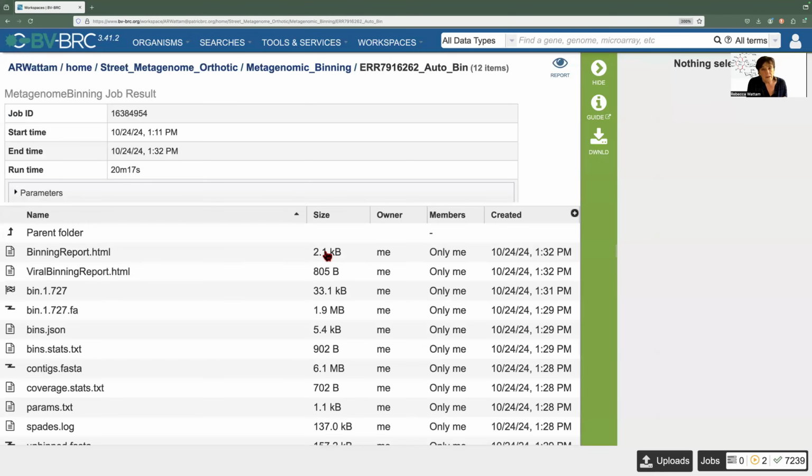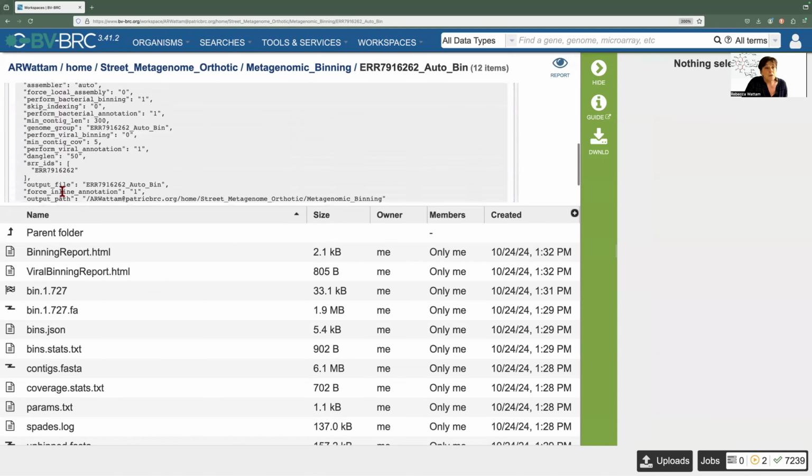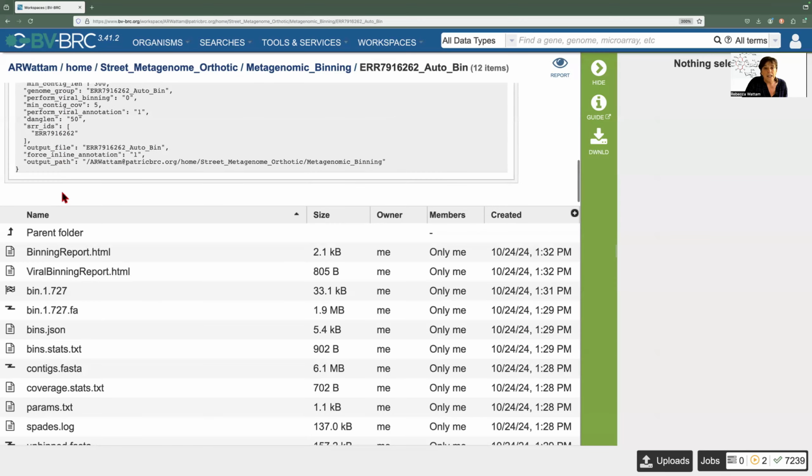This is what the jobs page looks like for the metagenomic binning job. Note that you have two binning reports here. One is for the bacterial binning report and one is for the viral binning report, because when I submitted this job, I said I wanted both. Also notice the information about the job, like the job number, how long it took to complete. And if you click on the parameters box, it would show you exactly what you submitted.